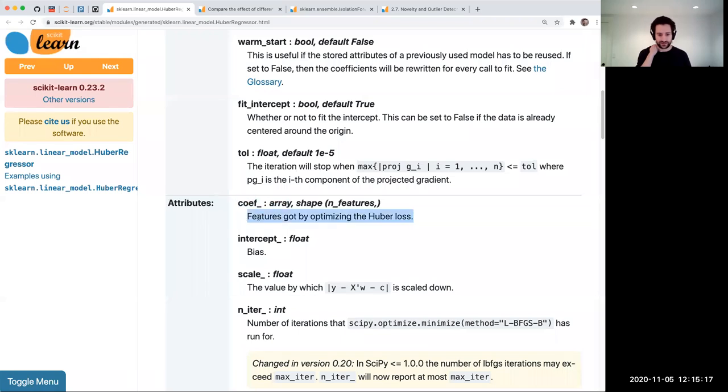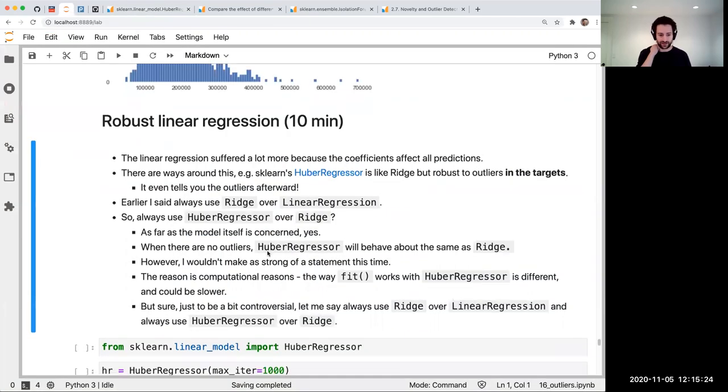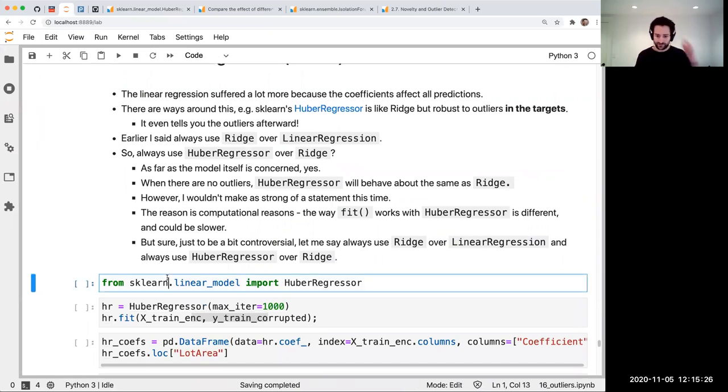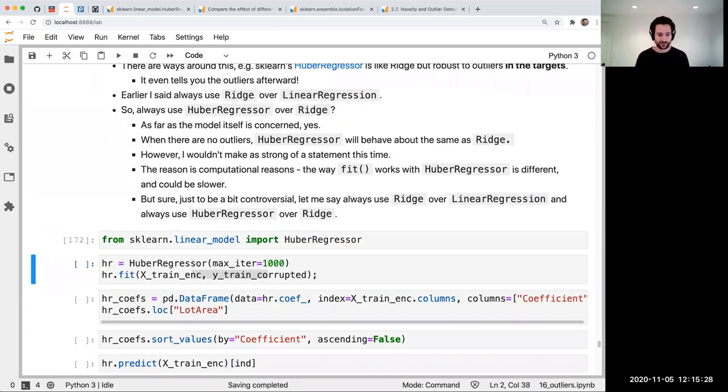Yeah, this is a typo in their documentation. It should say coefficients. Coef is exactly the same, so you have that all carrying over to Huber regressor. So what I want to show you is I'm just going to run the code. I'm going to fit on ytrain corrupted. You'll notice you have this max iter like you do for logistic regression.